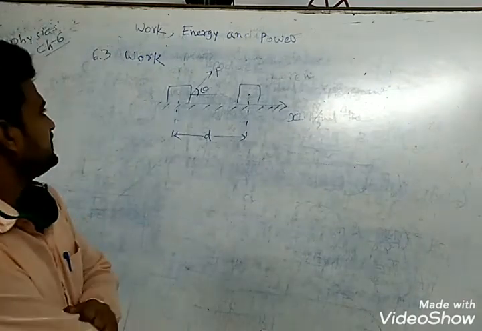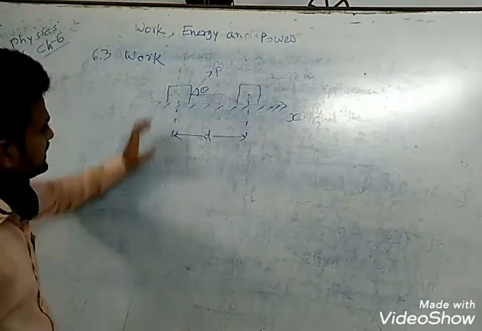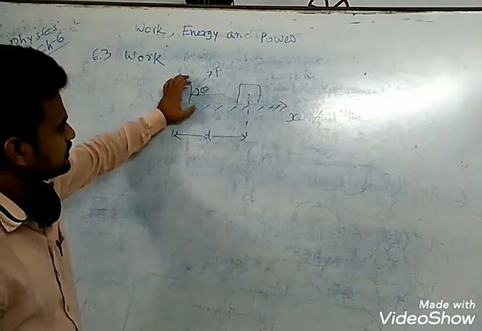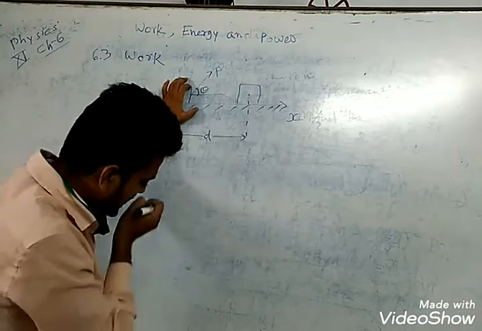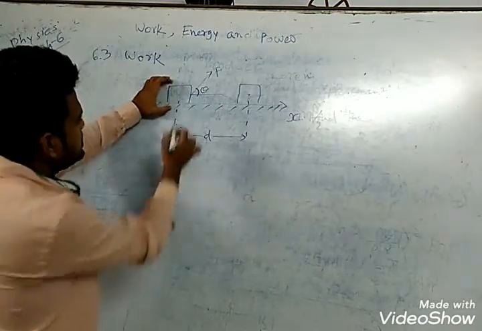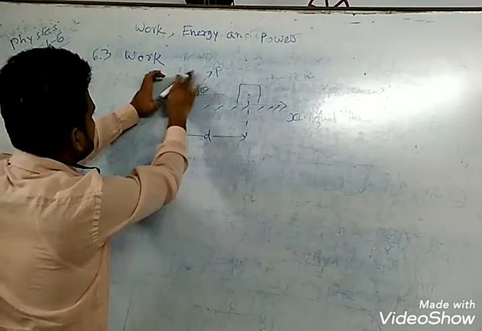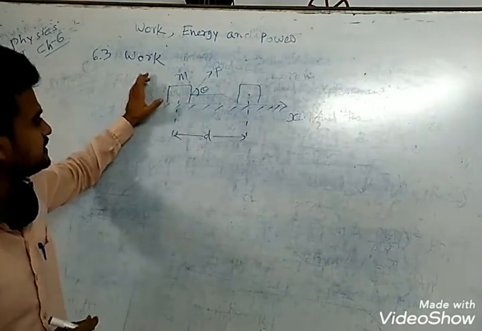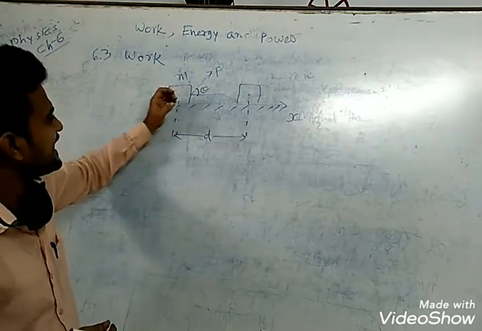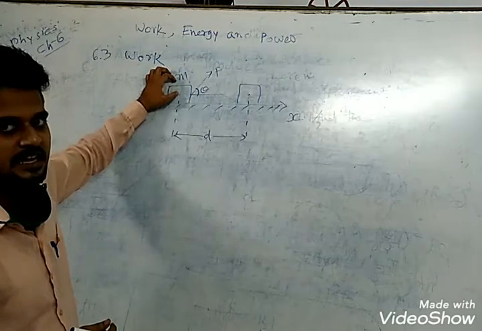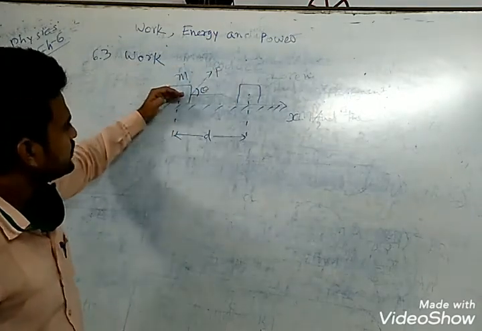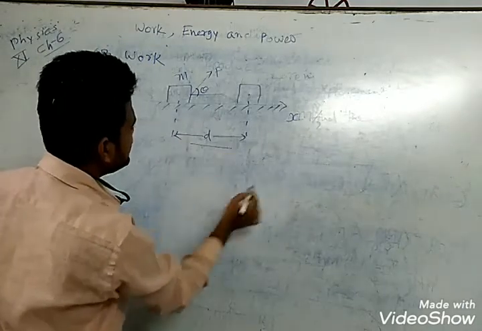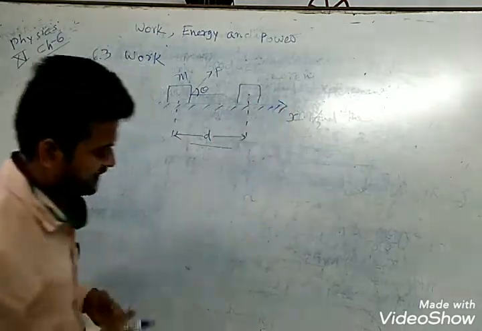Topic 6.3, work. Now here consider a constant force acting on this object. The mass of this object is m. Consider a constant force acting on a mass m object. The displacement of this object is d in the x direction.